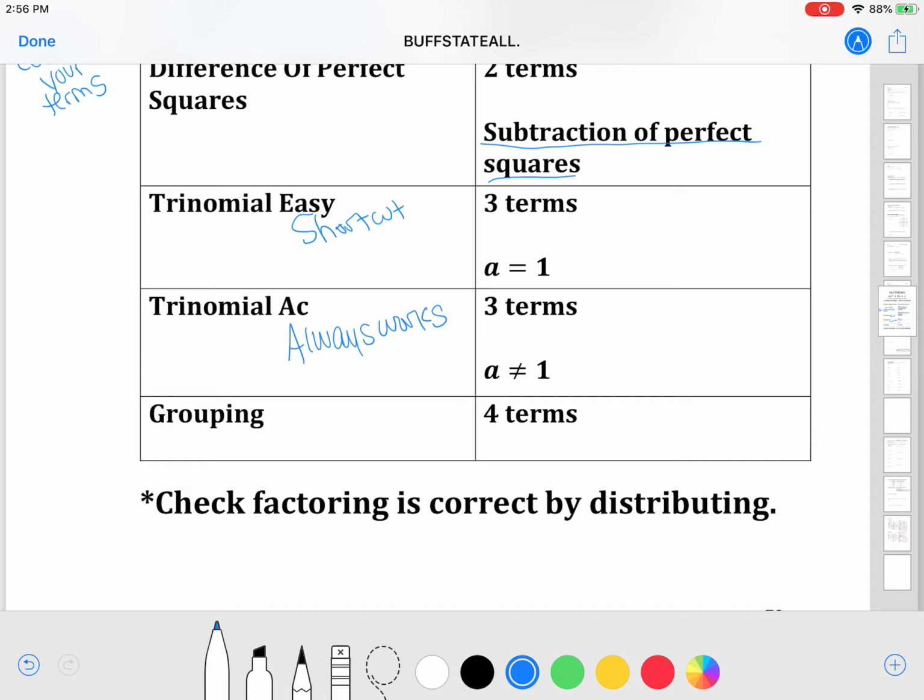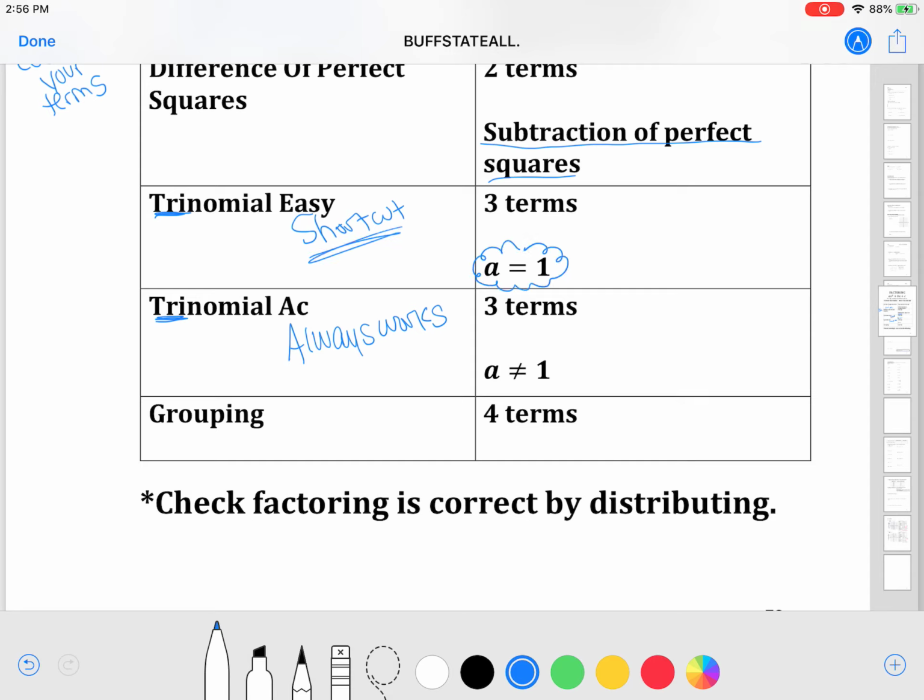I think I said formula. I meant to say you don't need to memorize that method. It's just a shortcut. Trinomial AC always works. But ultimately what you want to know about each of them is it's a trinomial. So if you don't have a GCF and you count 3 terms, it's going to be one of these 2 methods. And it all depends on this right here.